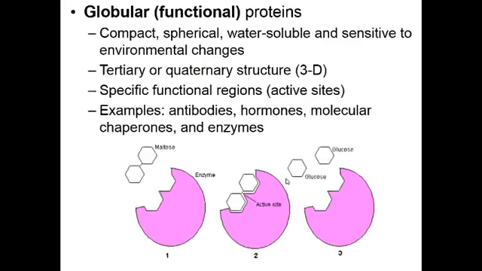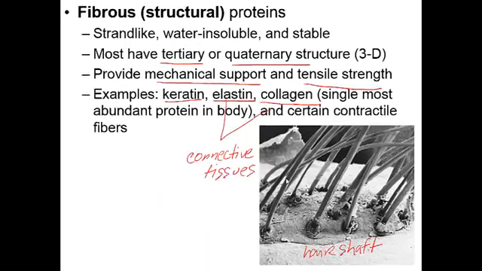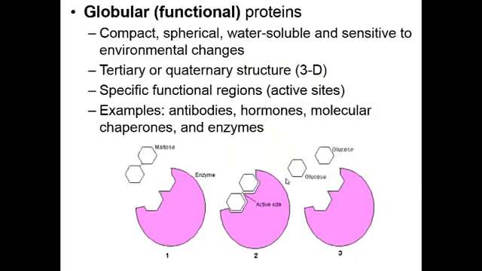Next slide is showing globular or functional protein. So the word globular means functional, and the word fibrous means structural. Notice that this is described for you at the top of the slide. Globular or functional proteins are those that are going to, again, be tertiary or quaternary in structure. A lot of times they're going to be quaternary as well, but the important thing to remember here is they're going to have a specific function.